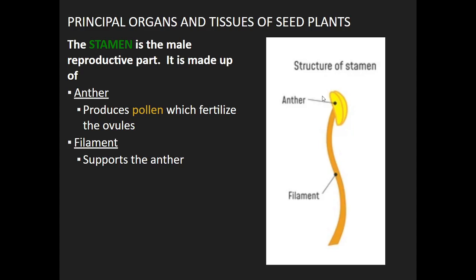Basically, you can get gross at this if you want, but this is what makes the sperm, and pollen is the sperm. And if you're allergic to pollen, well, whatever.